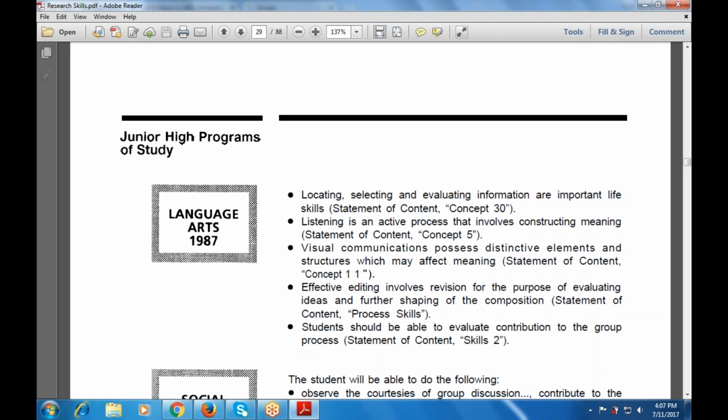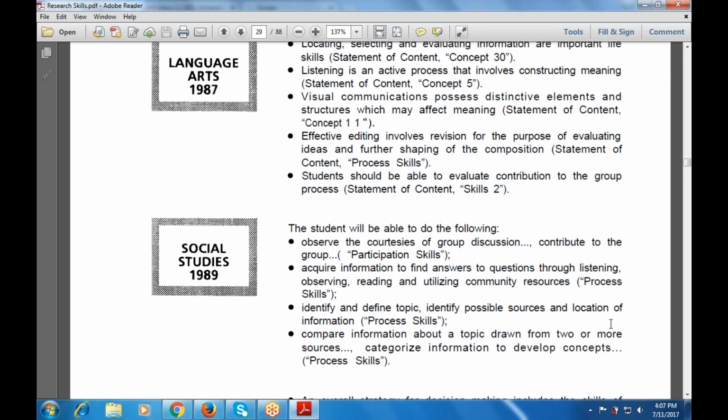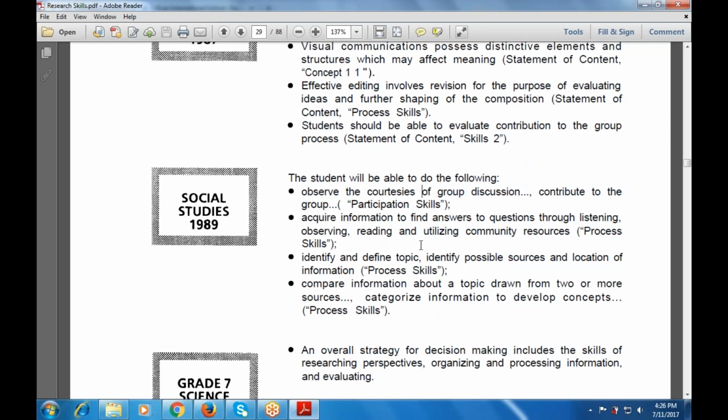The next is students will also be able to do the following. Let's start again. In terms of social studies, 1989, the student will be able to do the following. First of all, he or she observes the course of the group discussion and contributes to the group. That is a participation skill. So that must be used in participation. Yes, that is also a leadership style.